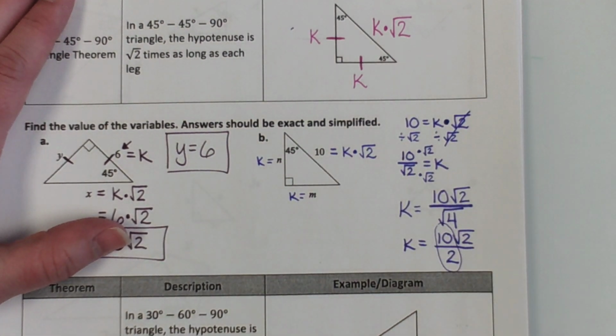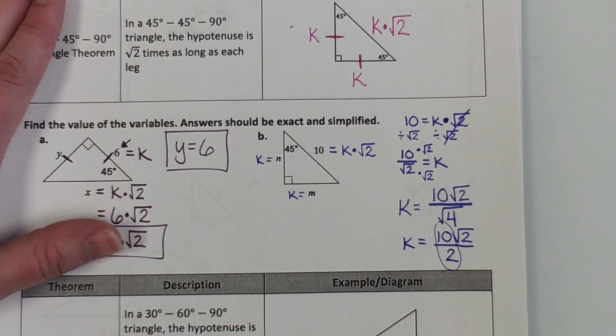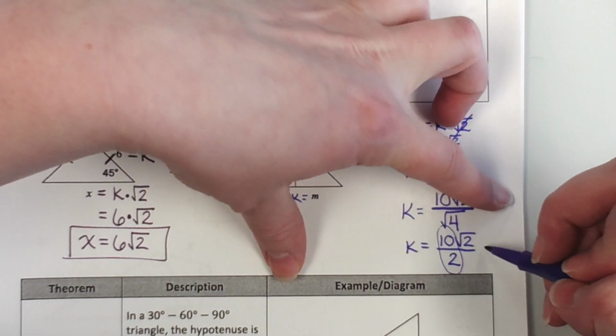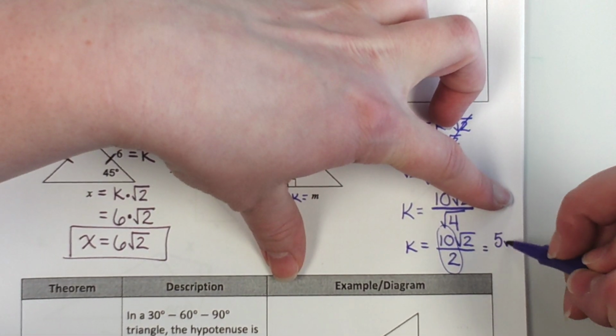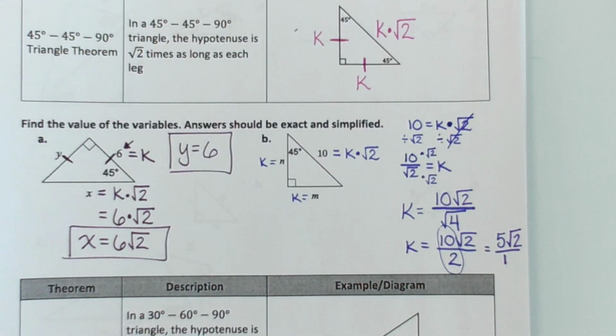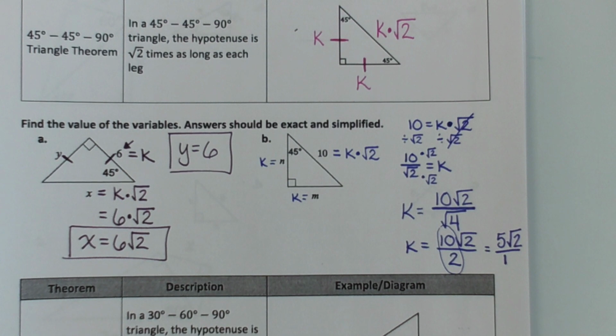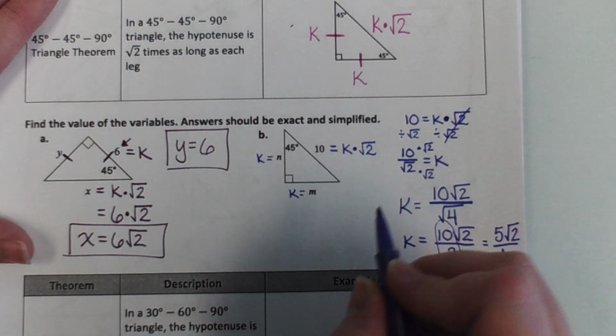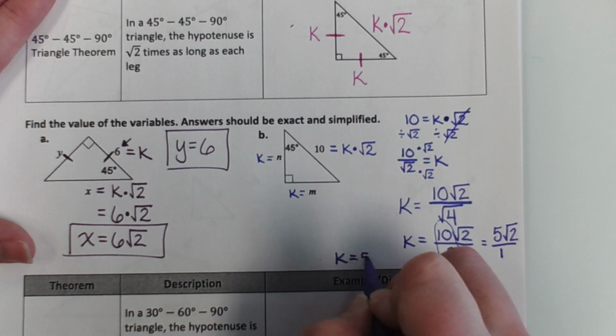Do the 10 and the 2 simplify? Yes. They both divide by 2, leaving me with 5. The square root of 2 stays the square root of 2. Technically, in the denominator is a 1. Do we need denominators of 1? No. So that means k is equal to 5 square roots of 2.